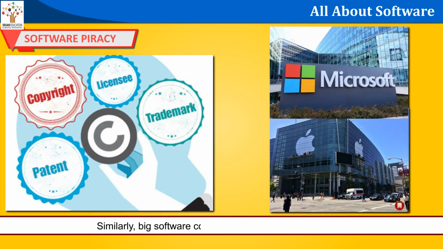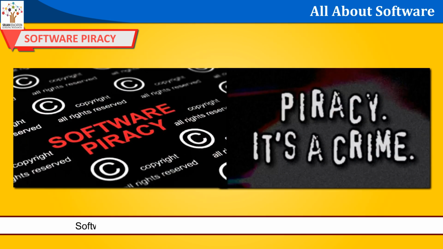Similarly, big software companies like Apple and Microsoft design and create software to be sold in the market with a legal copyright. There are some bad elements who copy the software illegally and distribute it for free. Software piracy is the illegal copying, distribution, or use of software. When you purchase a software package, an end-user license agreement is included to protect that software program from copyright infringement.